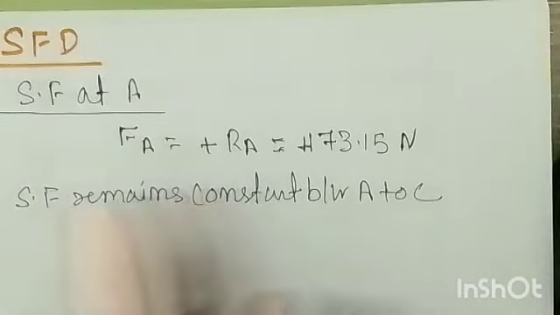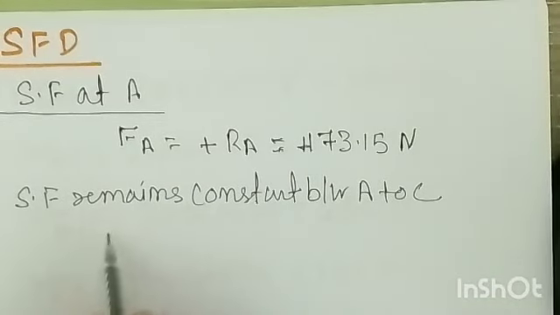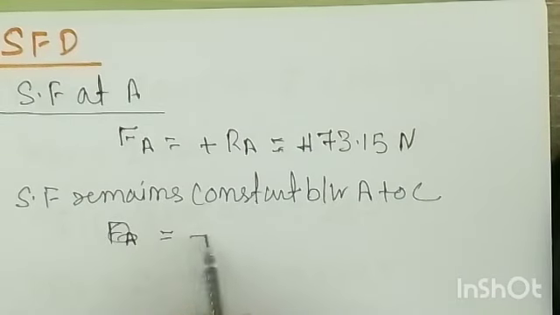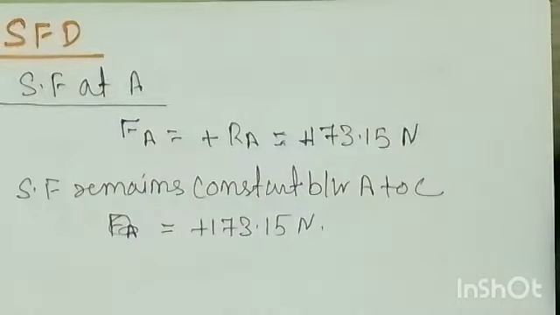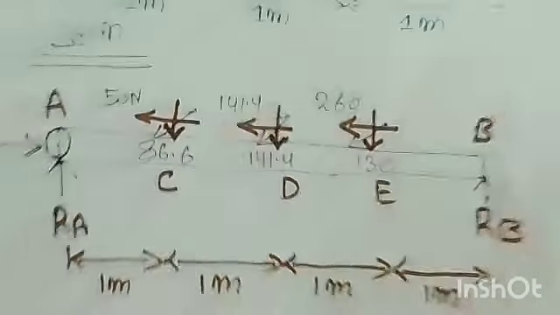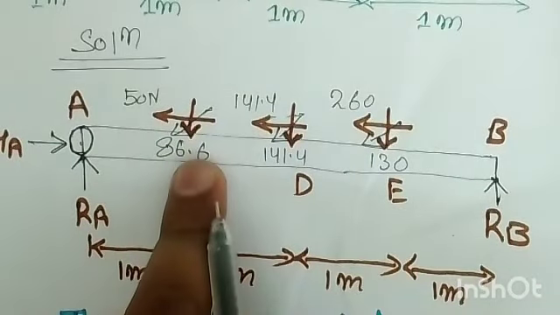Why? Because no forces are between A to C. So constant means what? It will be the same, equal to plus 173.15 Newton, right? But now we have to find the shear force exactly at C. So exactly at C means what? When you reach C, there is a vertical downward force acting.